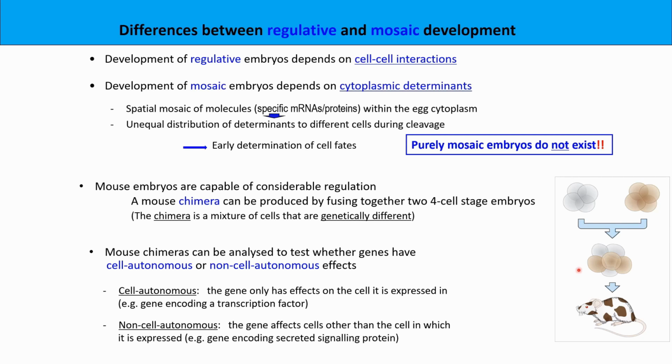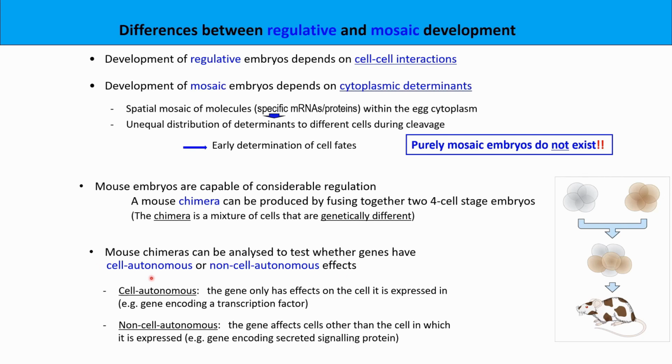If this was mosaic, where fates were already determined at this stage, we would perhaps expect to get two animals out, right? The cells wouldn't interact at all. But here they fuse together into one embryo and regulate each other so that you get one normal sized and proportioned animal. And these mouse chimeras have been analyzed to test whether certain genes are important and act in a cell autonomous or non-autonomous way.